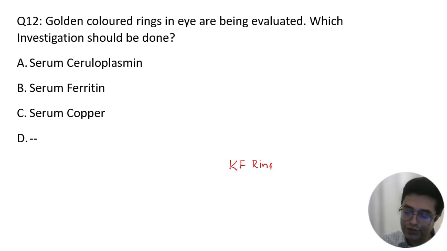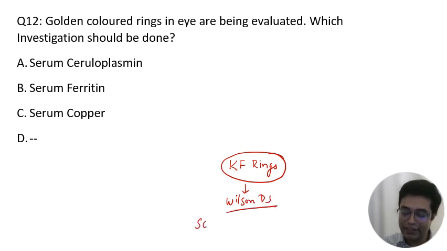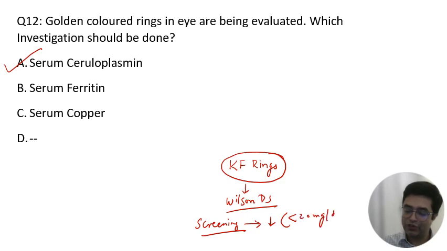KF rings occur due to deposition of copper in the Descemet's membrane of cornea. It is strongly associated with neurological involvement of Wilson's disease. So the likely diagnosis in the patient is Wilson disease. And for Wilson disease, which is the screening investigation that you do? Yes, we do serum ceruloplasmin in the patient. So screening is ceruloplasmin. If it is low, if it is found below 20 milligram per deciliter, you should suspect Wilson disease in the patient.